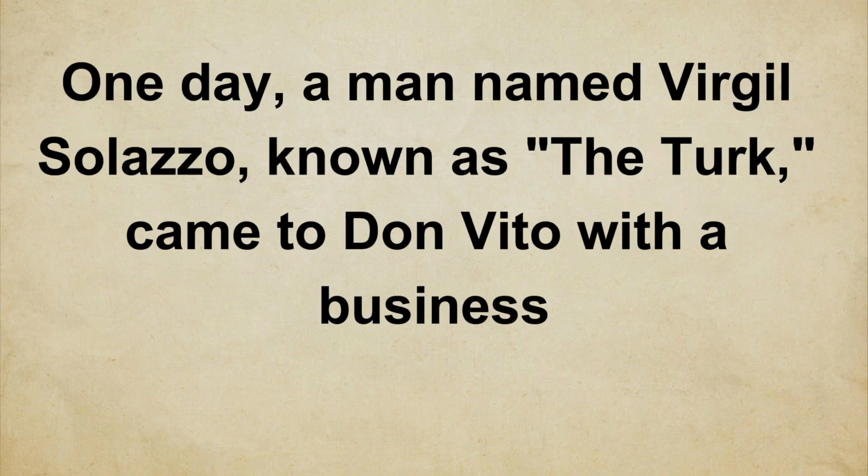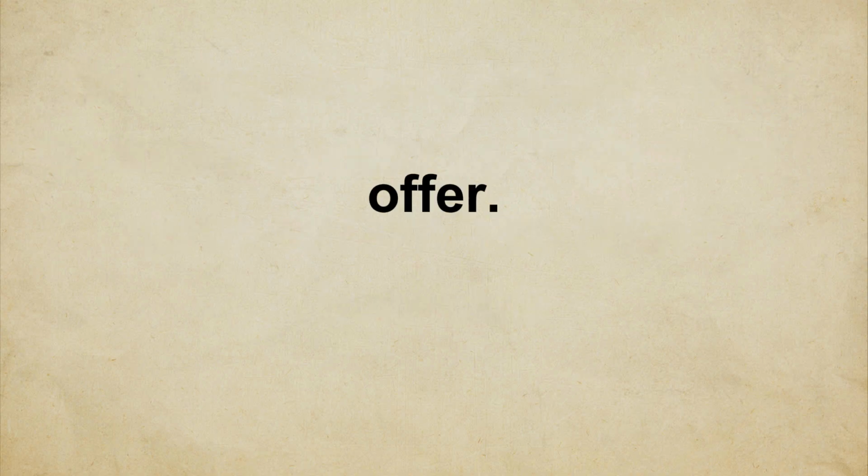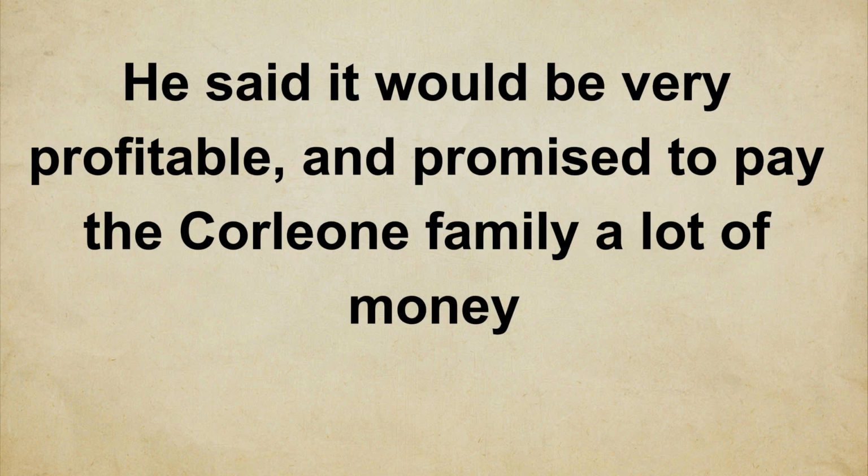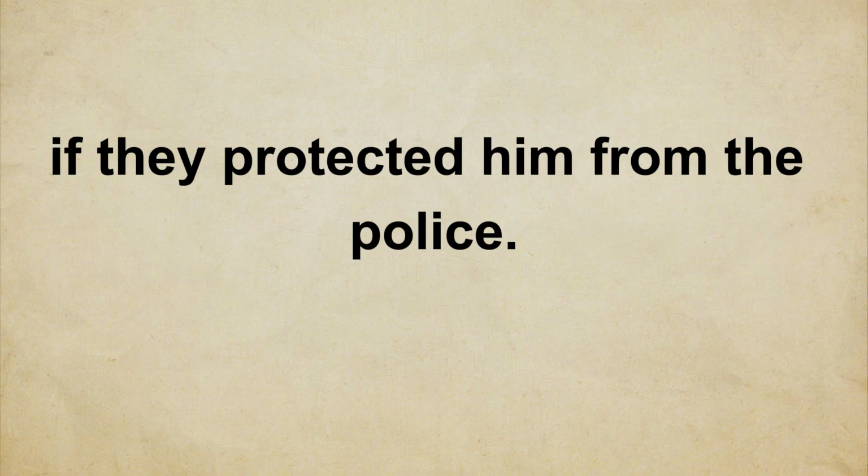One day, a man named Virgil Sollazzo, known as the Turk, came to Don Vito with a business offer. Sollazzo wanted the Corleones to help him sell drugs. He said it would be very profitable and promised to pay the Corleone family a lot of money if they protected him from the police.